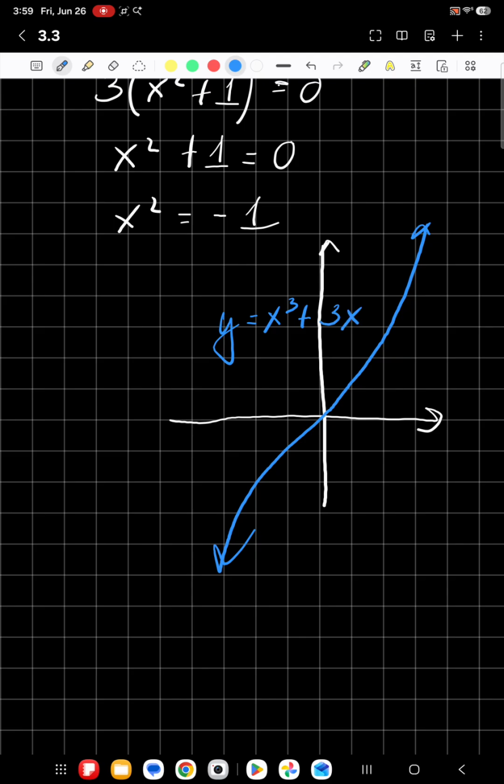Okay, so that's the end of this lecture, 3.3. We'll move on to, I think, the chain rule or product rule next. Anyway, see you next time.